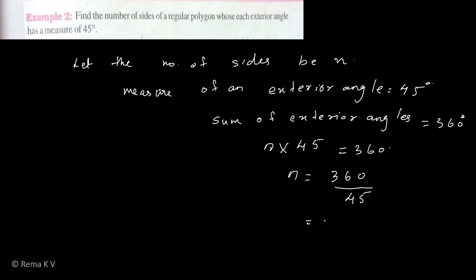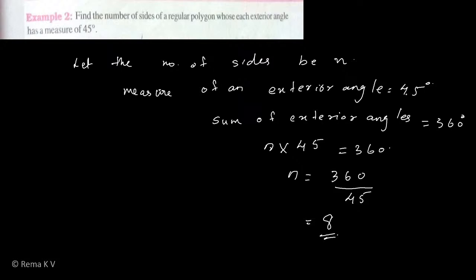Answer is 8. So the polygon has 8 sides, and it is an octagon. See, now the number of sides is to be taken as n. We have to find the number of sides, and in the question it is given that the measure of an exterior angle is 45.